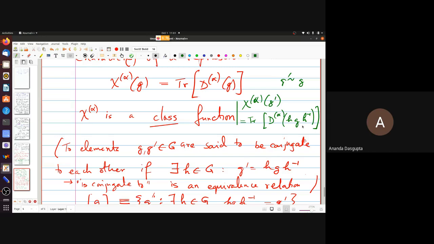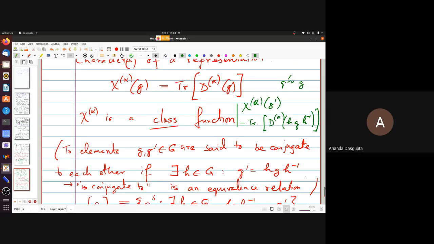So the number of different values which the character can take is actually the number of classes of a group, not the number of elements. Despite the fact that chi alpha is a function of G, the number of distinct values it can take is at most the number of classes. I will submit to you that that actually is a very important result. That's going to be very important soon. Okay, clear?